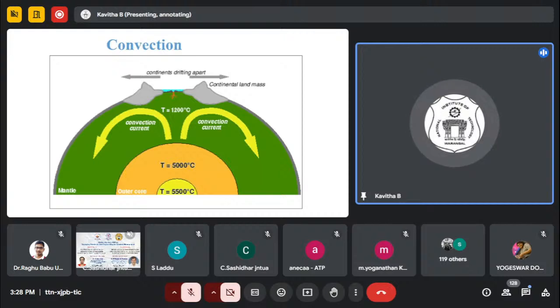Because of the rotation, the topmost layer is always getting movement. It may go away from each other, sometimes it may come towards each other. So based on the movement, we are going to expect events.